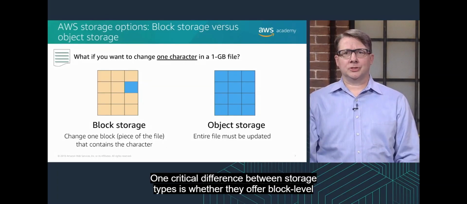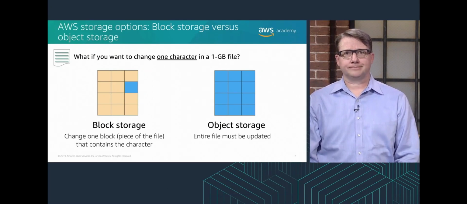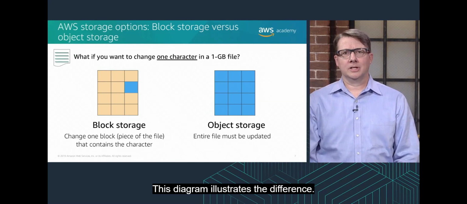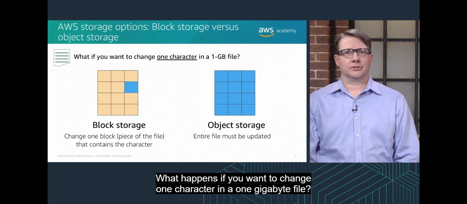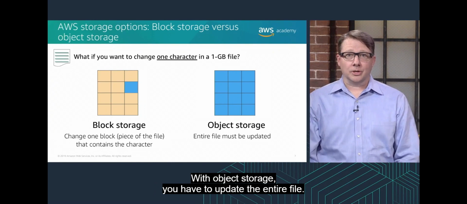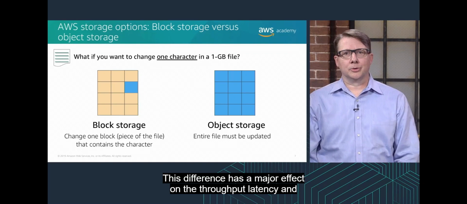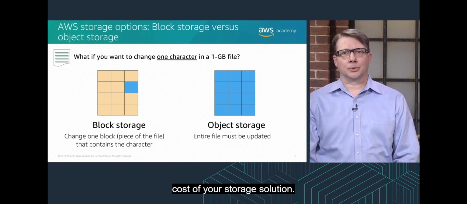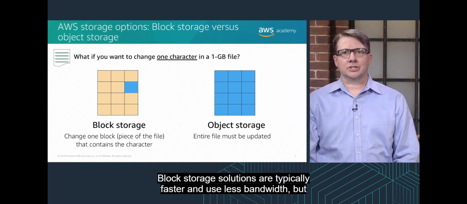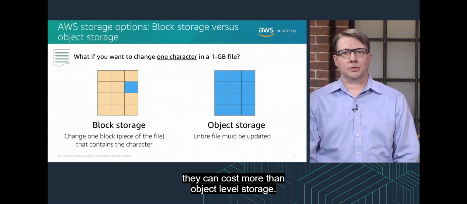One critical difference between storage types is whether they offer block-level storage or object-level storage. This diagram illustrates the difference. What happens if you want to change one character in a 1 GB file? With block storage, you change only the block that contains the character. With object storage, you have to update the entire file. This difference has a major effect on the throughput, latency, and cost of your storage solution. Block storage solutions are typically faster and use less bandwidth, but they can cost more than object-level storage.